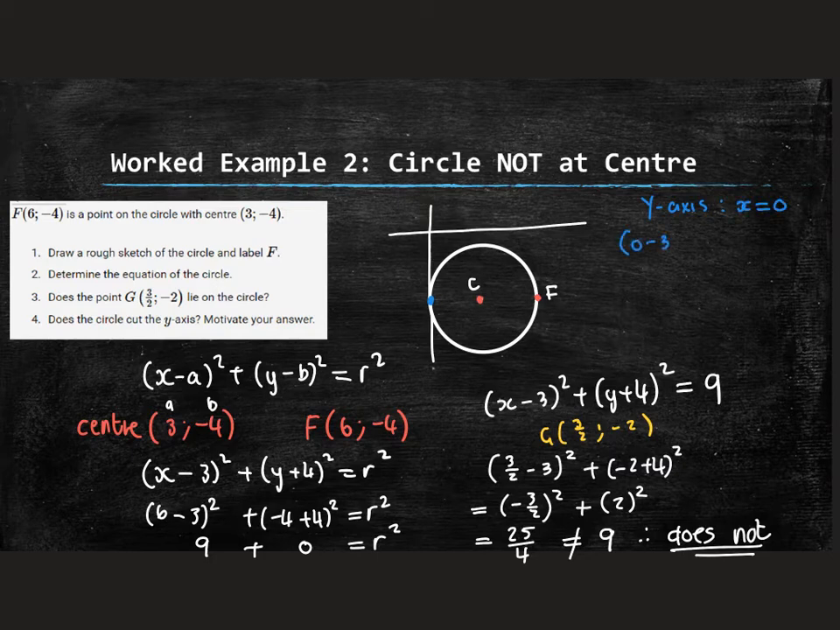We've got 0 minus 3 all squared added to y plus 4 all squared equals 9. So we've got 9 plus y plus 4 all squared equals 9. Let's tidy this up. We get y plus 4 all squared equals 0. Square root both sides, and we solve for y.